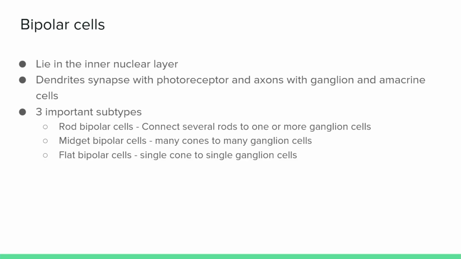There are three important subtypes. Rod bipolar cells connect several rods to one or more ganglion cells. Midget bipolar cells connect many cones to many ganglion cells. Flat bipolar cells connect a single cone to a single ganglion cell.